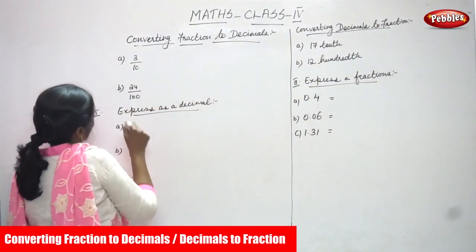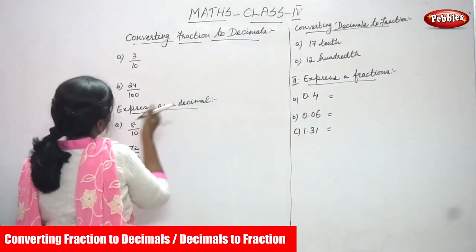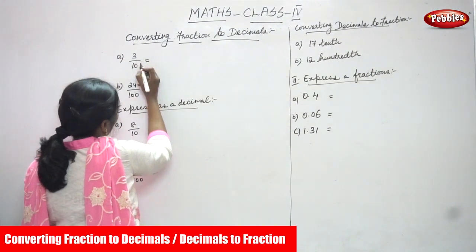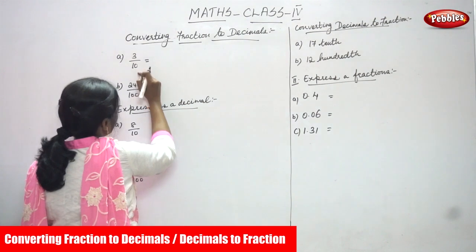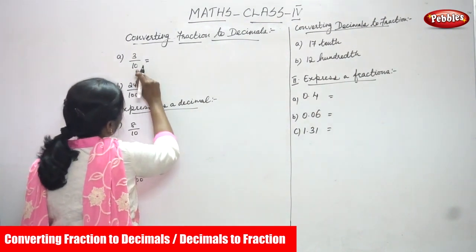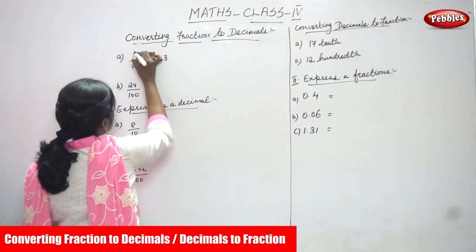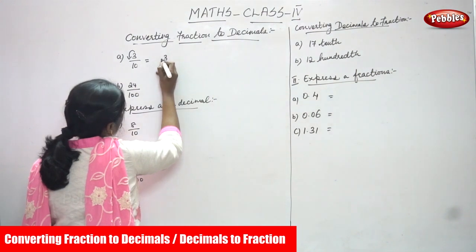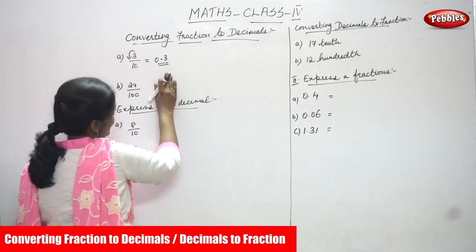Okay, A is equal to 3 by 10. So, this is a fraction. You're going to convert it to a decimal. 3 by 10 is a fraction, 3 is a numerator and 10 is a denominator. So how many zeros in 10? Only 1 zero. So you have to move only 1 point. Move only 1 point. That means you write 3, then before it, 0 and a point. The answer is 0.3. This is a decimal.